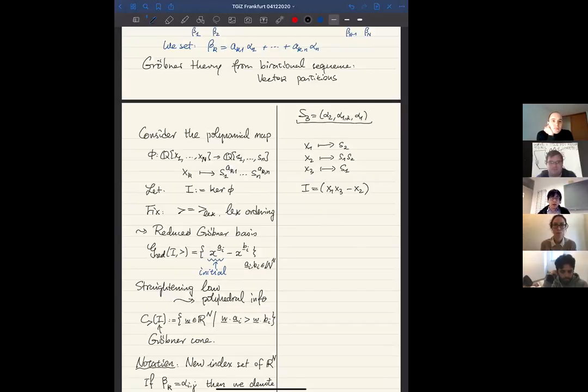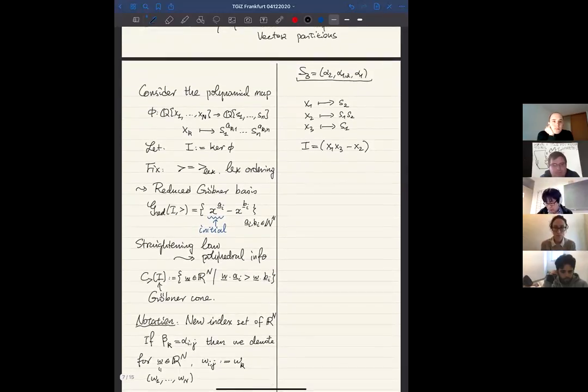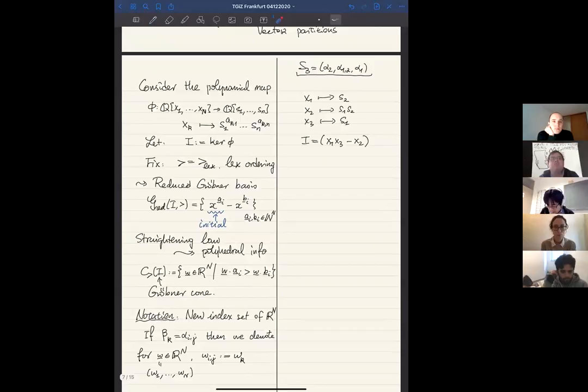And from the straightening law, I want to get some polyhedral information. And this is exactly the Grobner cone, which I think it's called the Grobner cone, to my knowledge. And what is the definition of the Grobner cone? It's just all the weight vectors W such that the W degree of this one is larger than the W degree of that one. So this W degree tells you how the standardness means in the standard monomial theory.